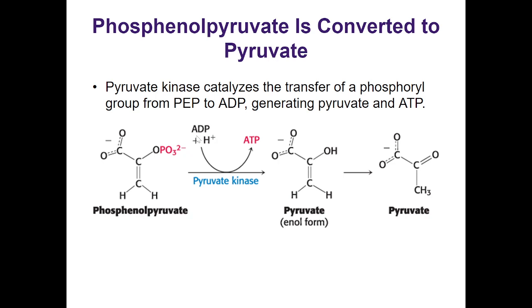We're going to have ADP. Remember, in almost all these reactions, we end up having an H plus as well. Okay? It's very, very common. This is then going to react by the enzyme pyruvate kinase.